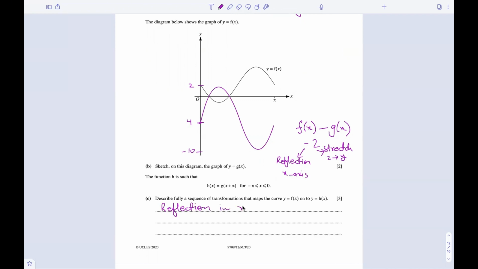in the x-axis, and then we had a stretch of factor 2 in the y direction. And finally, the x plus pi represents that the graph will move minus pi in the x direction. So finally, we'll have a translation of minus pi in the x direction.